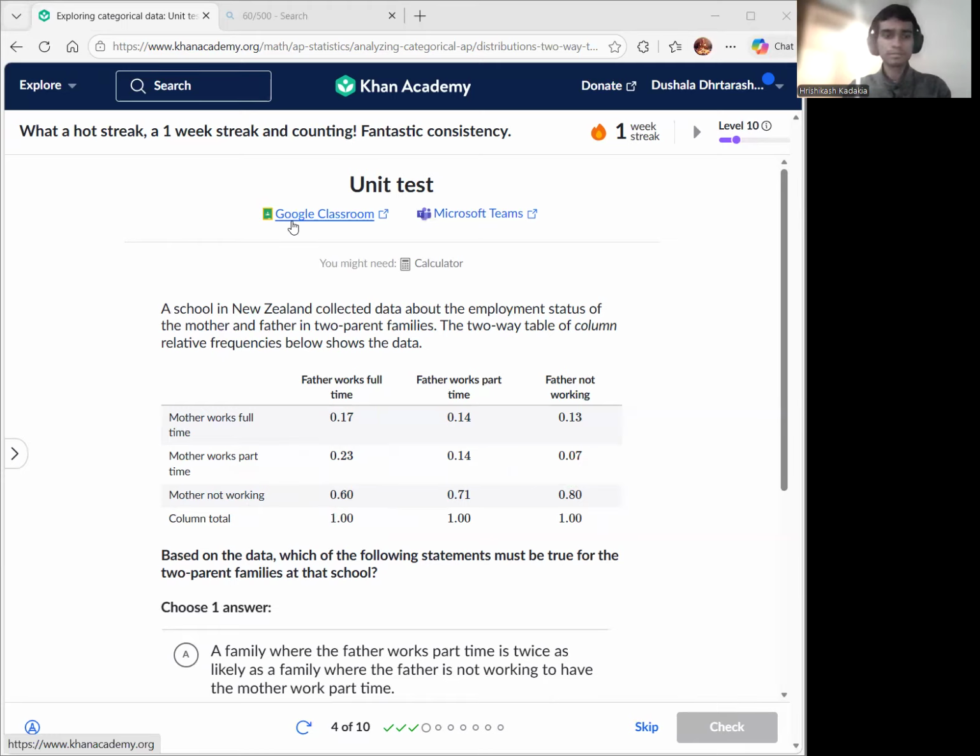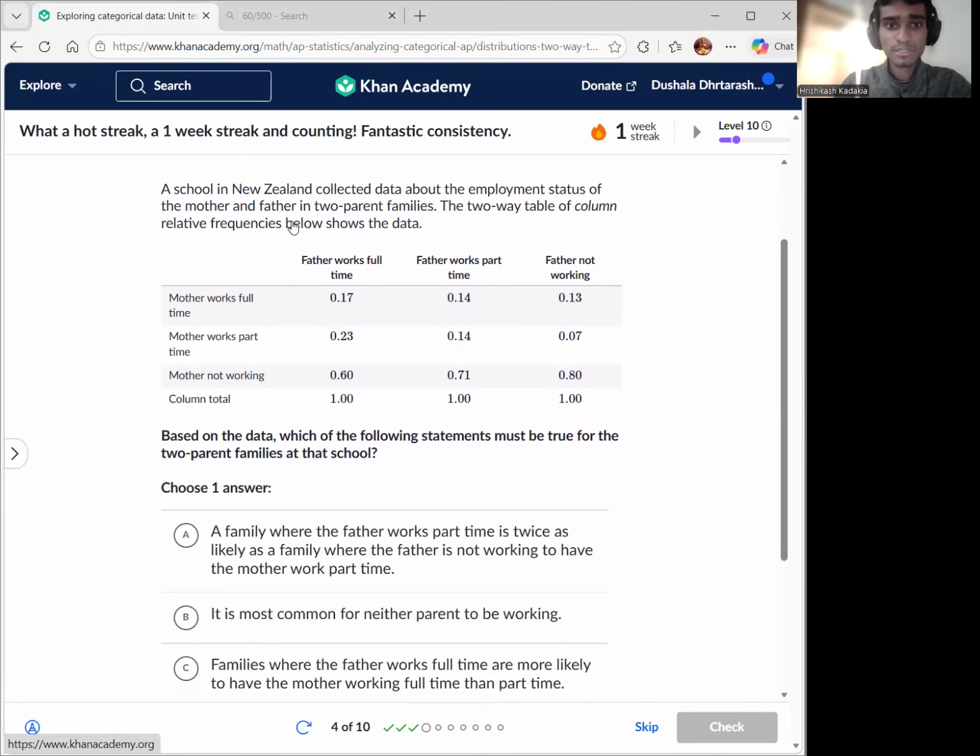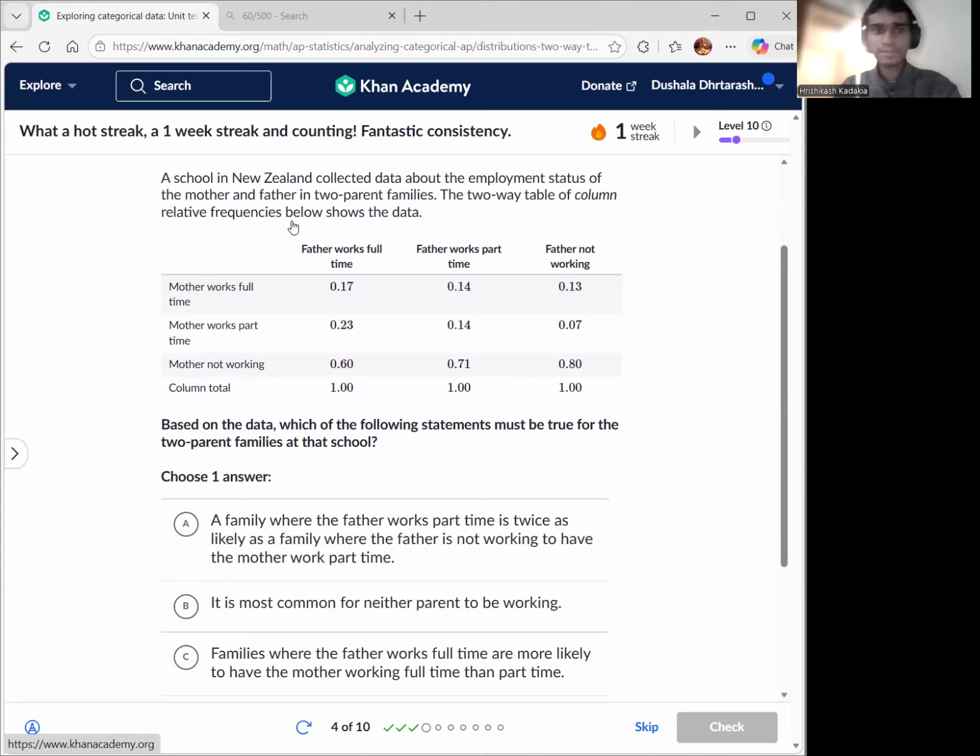Okay, father is all the column, mother is all the rows. So take a look here. It's only data which the following statements must be true for the two parent families at school. Here what we can conclude is that given that the father is working full time, most of the mothers will not be working, right? And if the father is working part time, actually, yeah, more mothers would not be working.